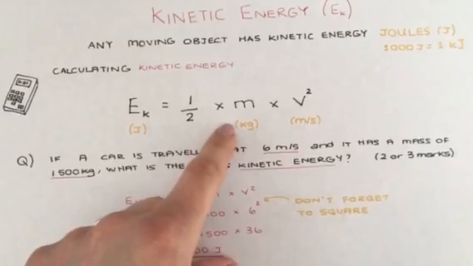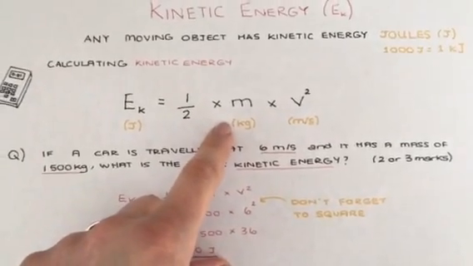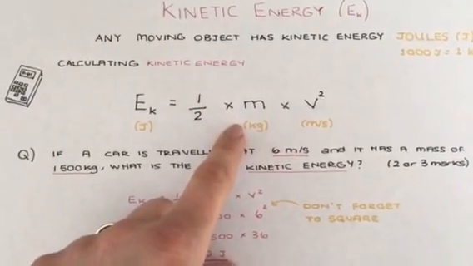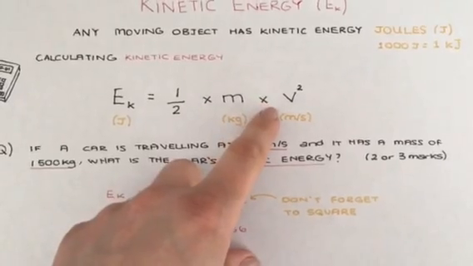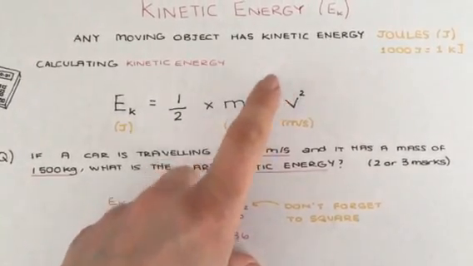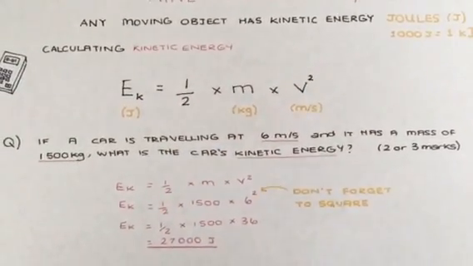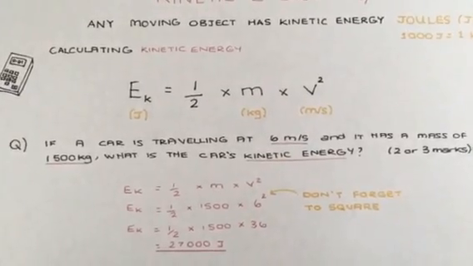M is mass, as we know, measured in kilograms. Again, if they give you it in grams, they're being sneaky, change it into kilograms. And velocity, okay? But it's velocity squared, so make sure you do that in the question. And velocity is just measured in meters per second.